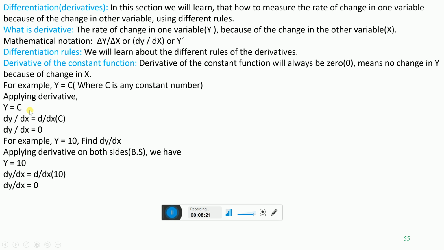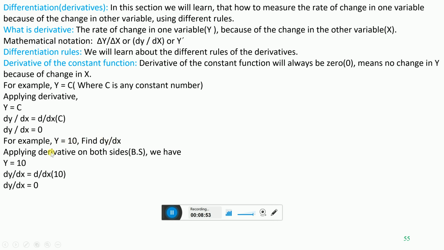And we will apply the derivative on both sides because the right hand side is also equal to y. So it means there is no x. That is why if we are increasing x or decreasing x, it's not related to y, and the change in y because of change in x is 0. Now I am putting one specific example. This was the standard form, where a symbol is given for the constant number, but here we have a specific constant function: y is equal to 10. So find dy over dx.